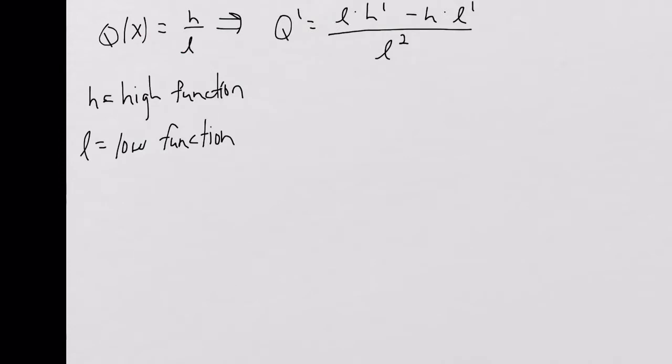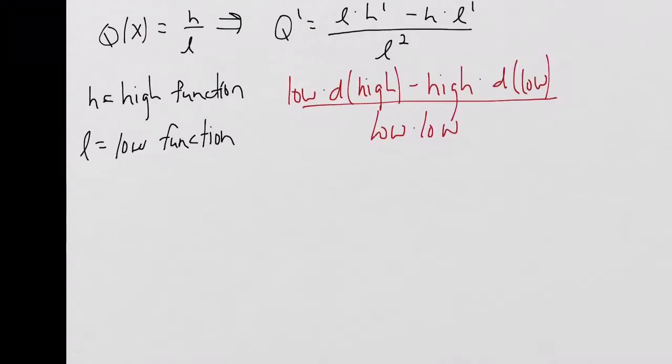So we have a way to remember that. You can see right there in red, I say low d high minus high d low over low low. So the low is the L there. The d means take the derivative, so take the derivative of the high, minus high d low, over low low. So the low low is just, I think it's easy. Some people say low squared, but I feel like low low is easier to remember when you're trying to do this. So I'm going to go ahead and prove it to you.